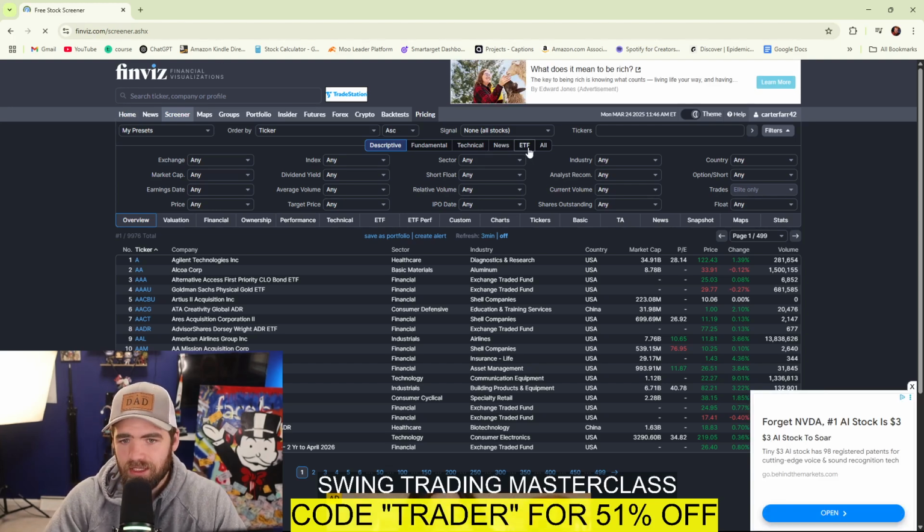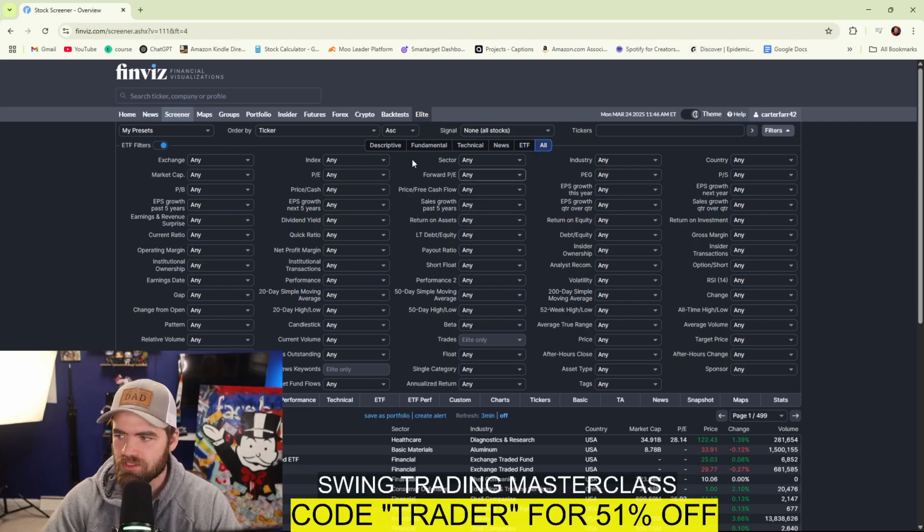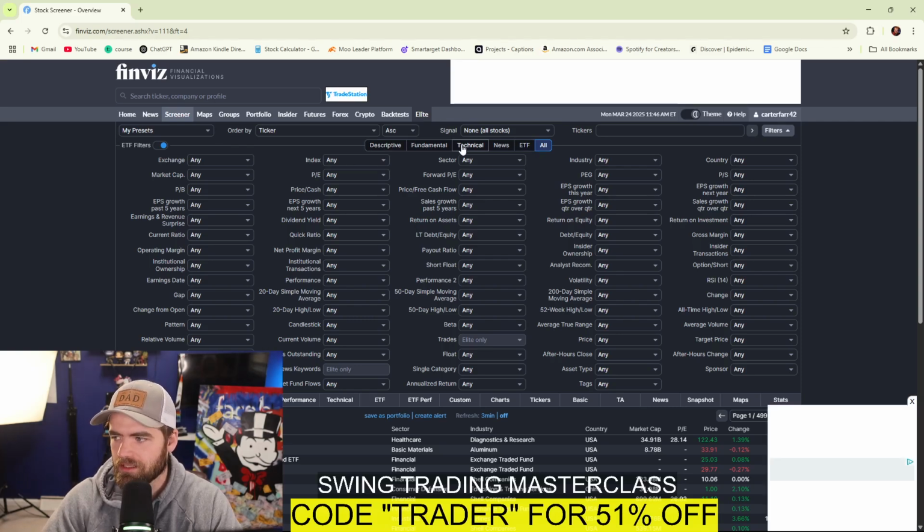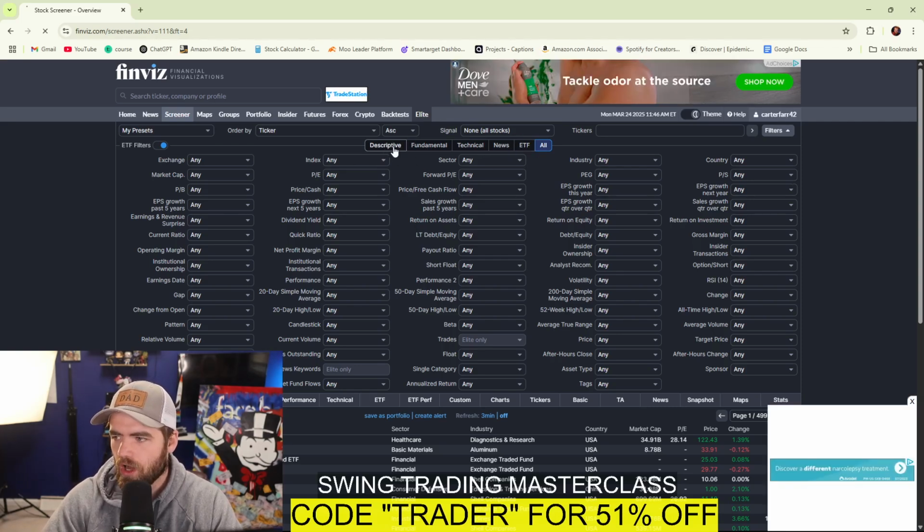But all right, what you want to do here, for me and my approach and checklist, I love finding a stock that has an upward trend, sold off down to a support line. So we want to go to this All tab. This All tab will put the descriptive, fundamental, technical, news, and ETF all in one place.